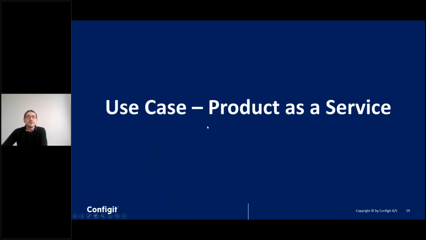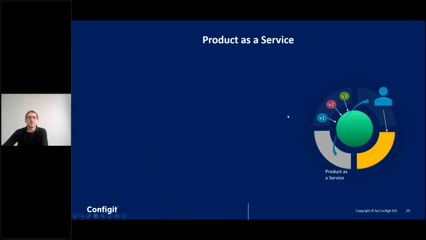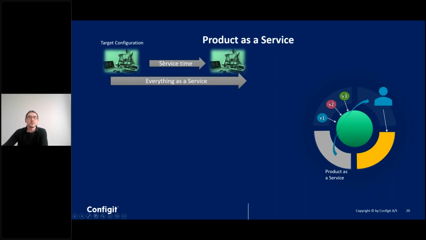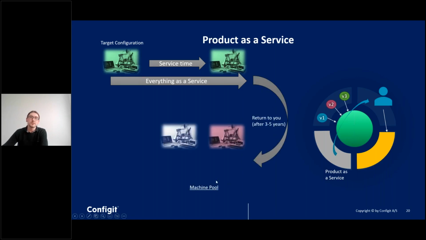And in a similar way, we can use these functionalities also for a product as a service scenario. So in a product as a service scenario, we have a customer buying a machine. He rents it for a while from us as a service, and after 3 to 5 years, it returns to us. And after a while, we might build up a machine pool with a couple of machines.